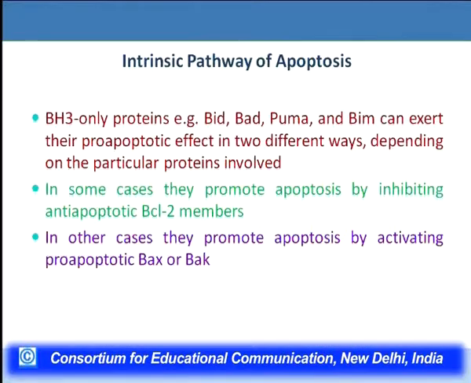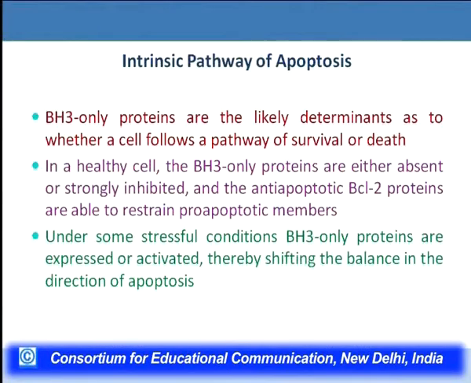Now BH3-only proteins, examples of which are BID, BAD, PUMA and BIM, can exert their effect in two different ways depending on the particular proteins involved. They can either promote apoptosis by inhibiting anti-apoptotic members of the BCL2 family, or they can promote apoptosis by activating pro-apoptotic members of the BCL2 family like BAX and BAK. So they can either inhibit the anti-apoptotic members or they can promote the pro-apoptotic members. Now these proteins are likely determinants of whether the cell will be subjected to death or survival.